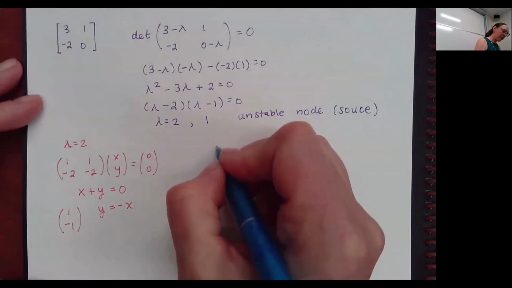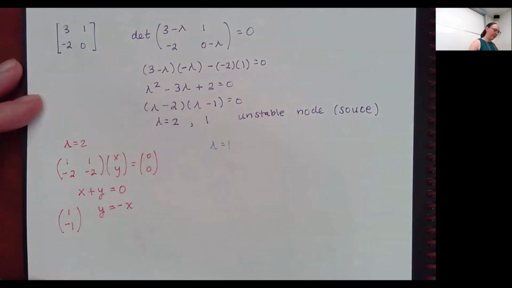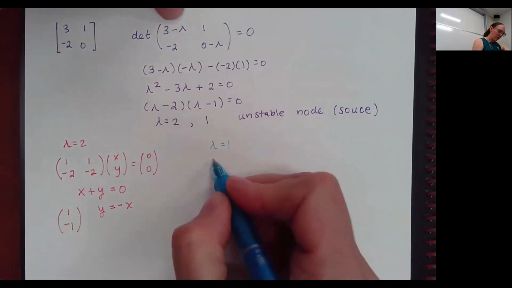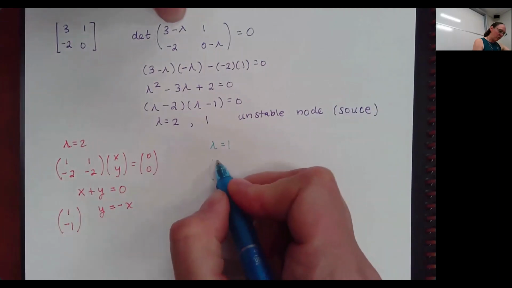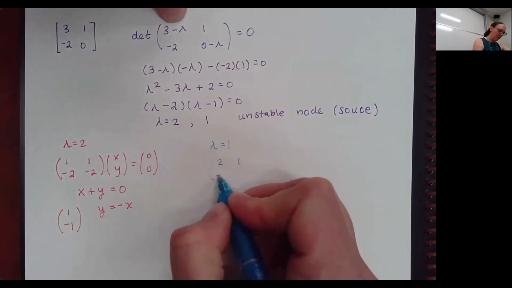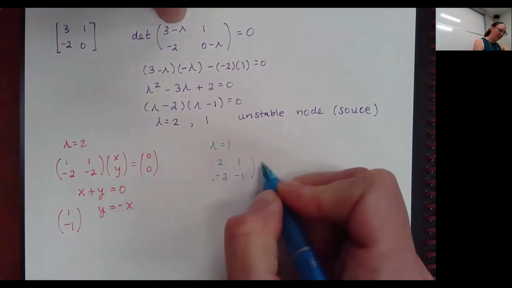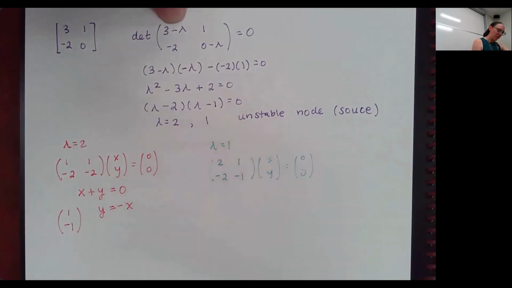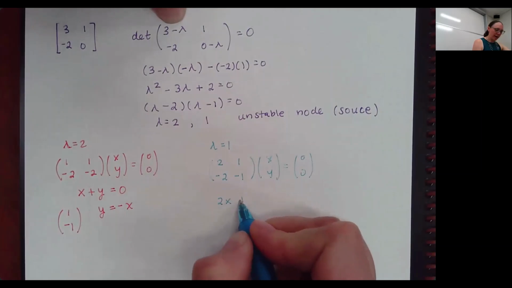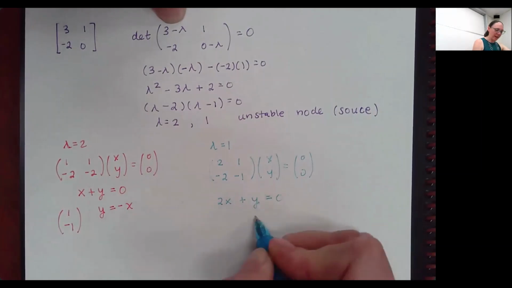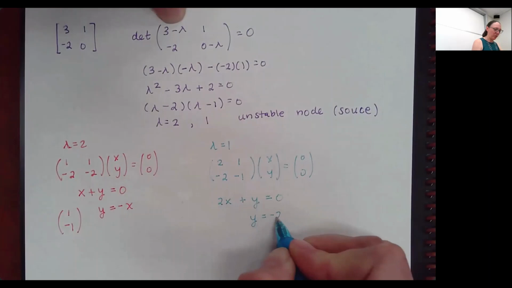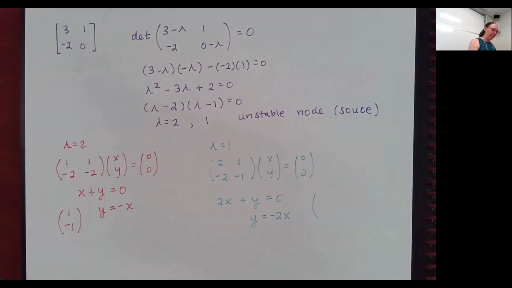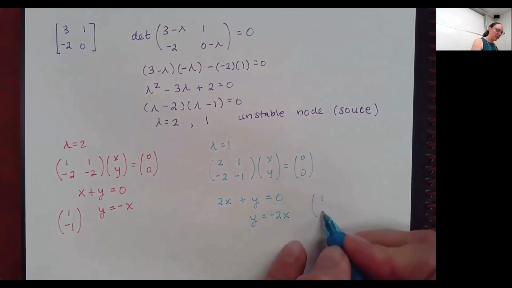If lambda is equal to 1, that matrix is going to look like, so 3 minus 1 is 2, 1, and then -2, -1. Great, they're going to tell me the same information. So 2x plus y is equal to 0. So my eigenline is y equals -2x. And I'm going to choose the eigenvector 1, -2.